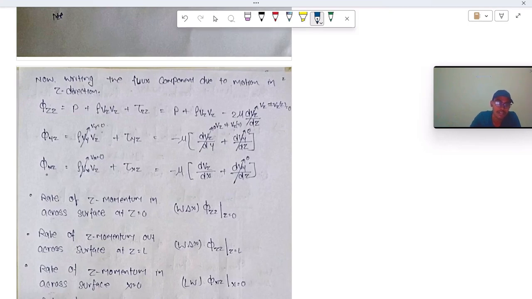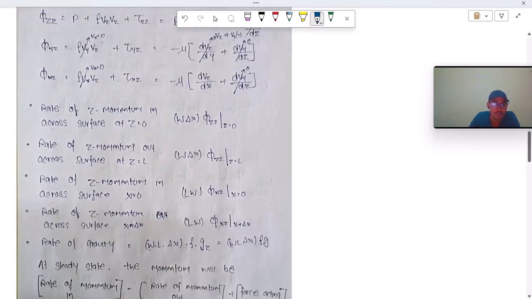Now coming to the third, phi xz, which is rho Vx into Vz. Since Vx is 0, there is no velocity in the x direction, so this term will be 0. The remaining term is tau xz, which is minus mu times dou Vz upon dou x plus dou Vx upon dou z, where Vz is a function of x, so this term will be non-zero, and the other term will be 0 because Vx is totally 0.